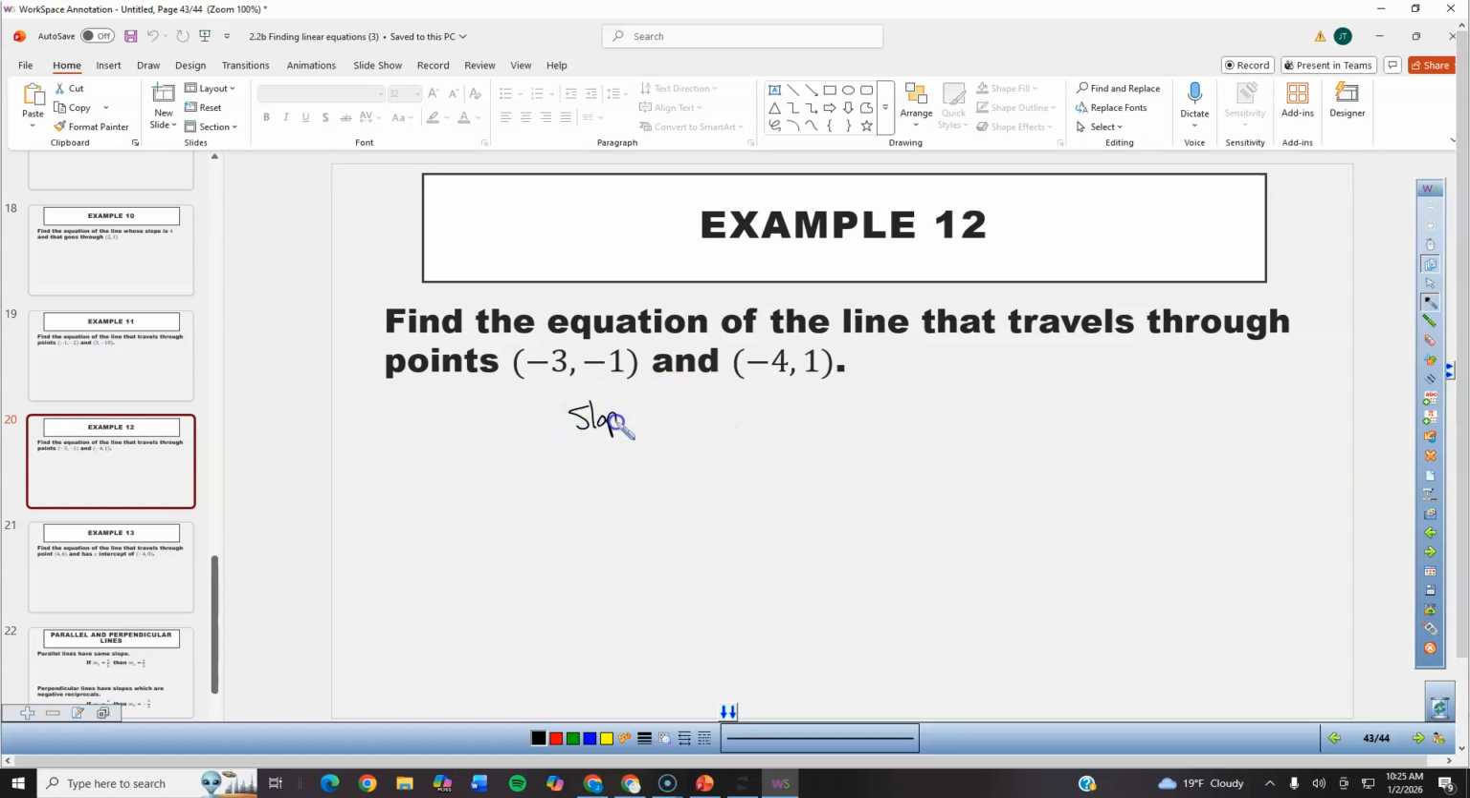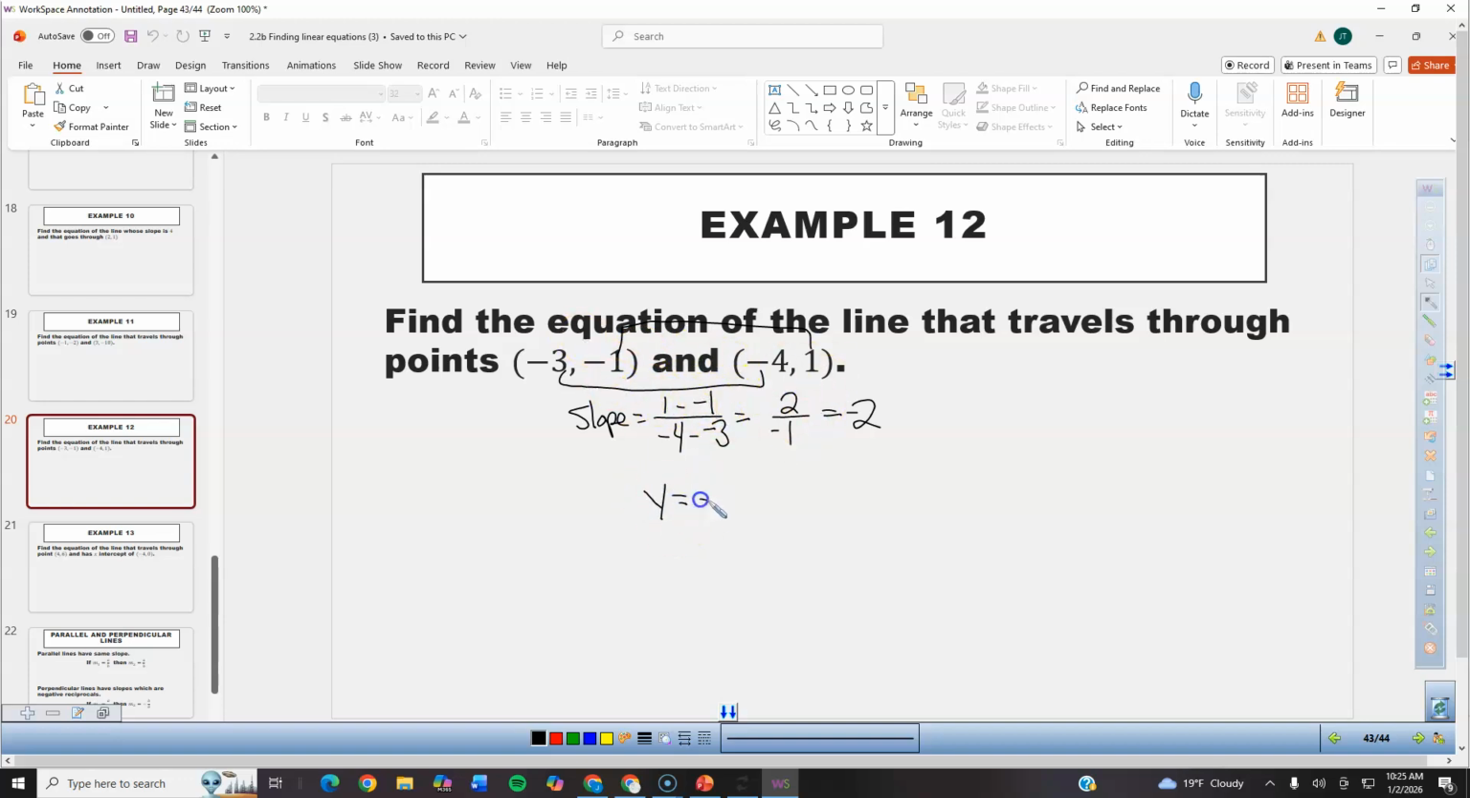Rapid fire. Slope equals 1 minus -1 over -4 minus -3. So that's 2 over 1. So slope is 2. I'm checking that really quick. I did that really quick. Whoa, whoa, whoa, whoa, -2. And that's why we check ourselves.